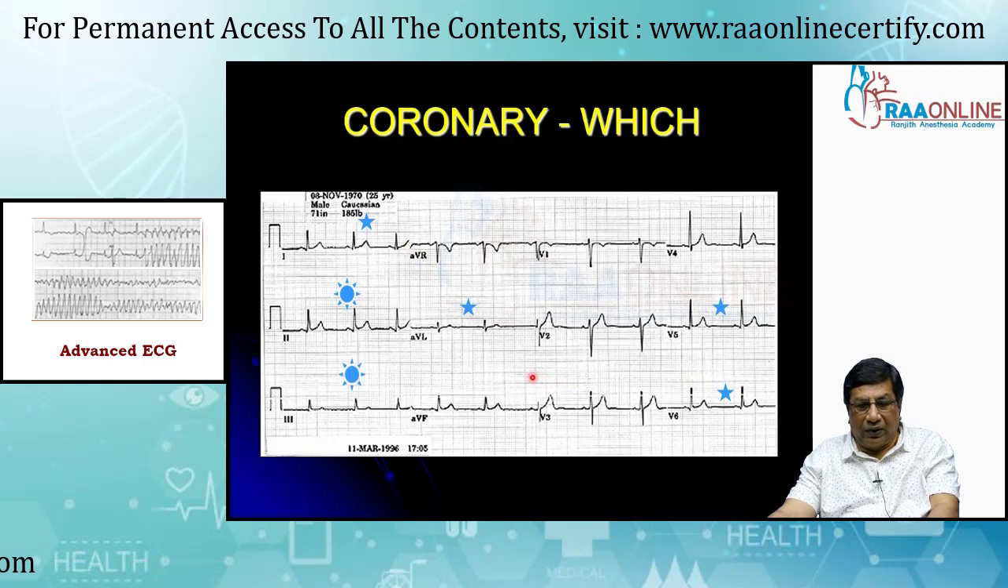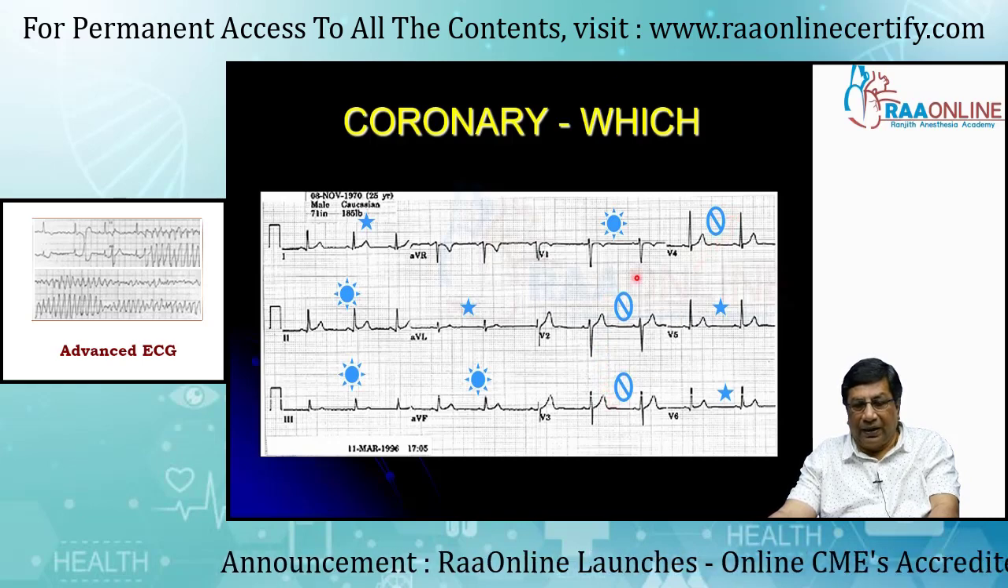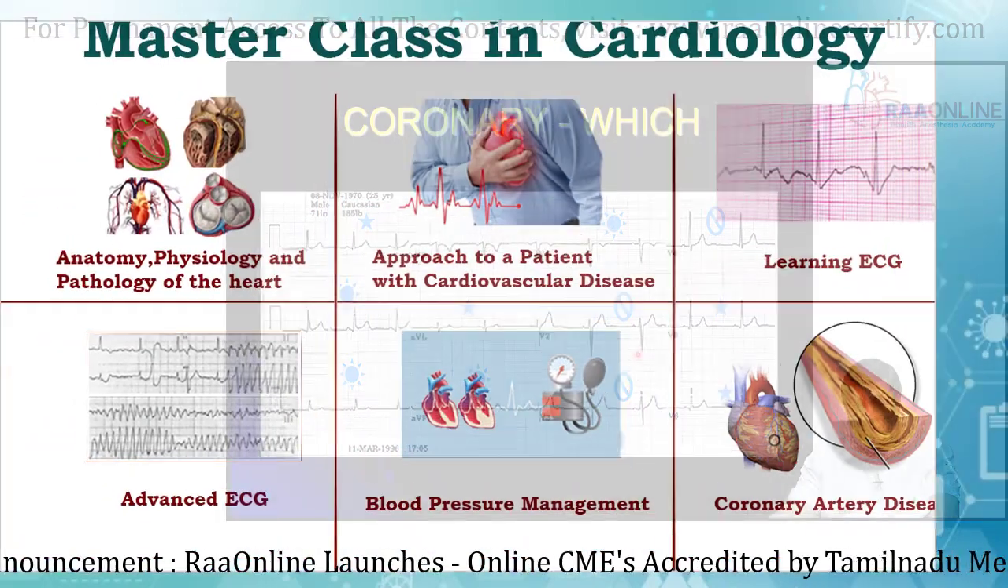Then you look at L2, L3 and AVF, which is the inferior wall supplied by the right coronary artery. Along with that, you must always look at V1, which is also supplied by the right coronary artery. Then you look at V2, V3 and V4, the anterior wall of the left ventricle as well as the interventricular septum, which is supplied by the left anterior descending artery.